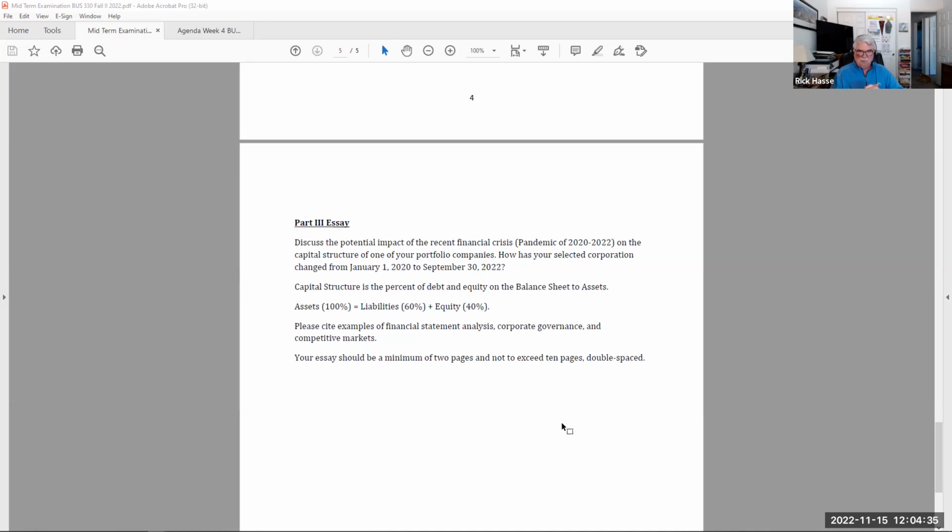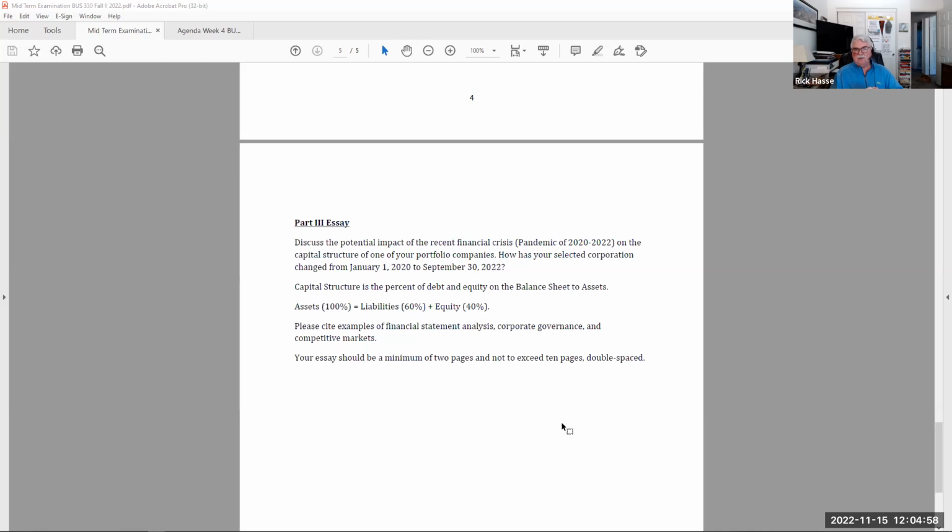Your essay should be a minimum of 2 pages, not to exceed 10 pages, double-spaced. Do not worry about the format. It doesn't have to be an APA format. You can type it on the same Word document that you're using for your answers to the multiple choice questions or the other questions. You have to be concise. In other words, there's a variety of ways you can do this.